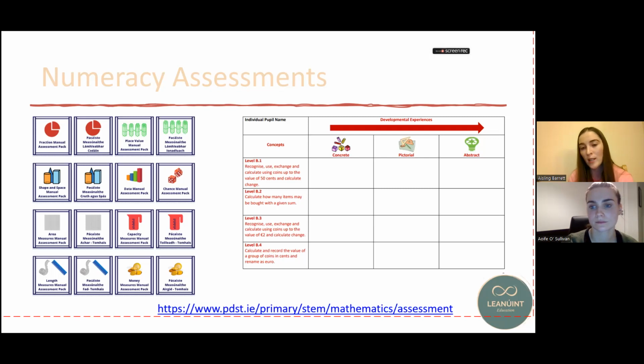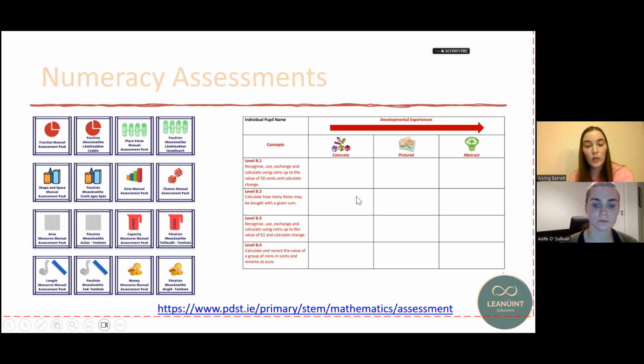I've just pulled out an example on the right-hand side of part of these assessment packs. So particularly if you're working with a child with special educational needs, you might be focusing on the numbers strand and you want to pinpoint the aspect or the area that they're at. So it has pulled out level, say, B1, recognize, use, exchange, and calculate using coins up to the value of 50 cent, moving on to B2, B3, and B4. So again, you can see where the child is at.